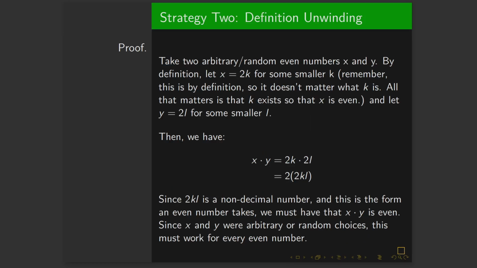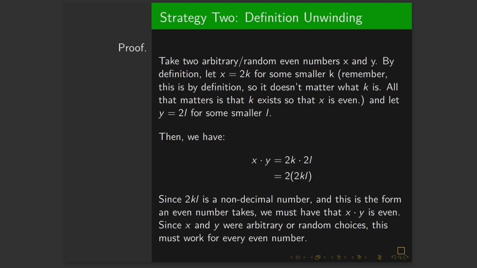So we're going to take any two even numbers, let's say x and y. We're going to write x as 2 times k for some smaller k, and y as 2 times l for some smaller l. Because remember, this is by definition what it means for a number to be even. This is the way that we can express even numbers. Then let's just multiply them together. x times y is 2k times 2l, which is 4kl, but then we can factor out the 2, so we get 2 times 2kl.